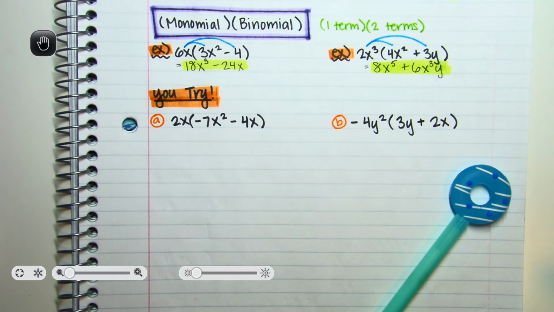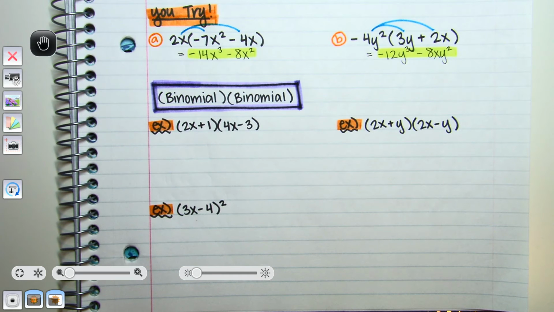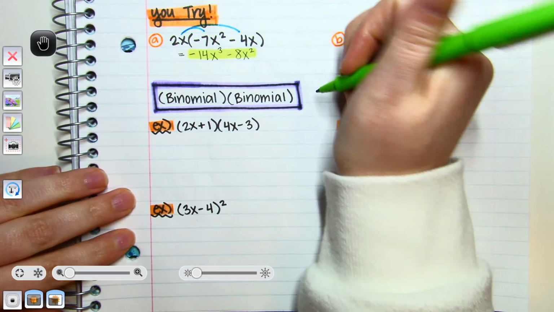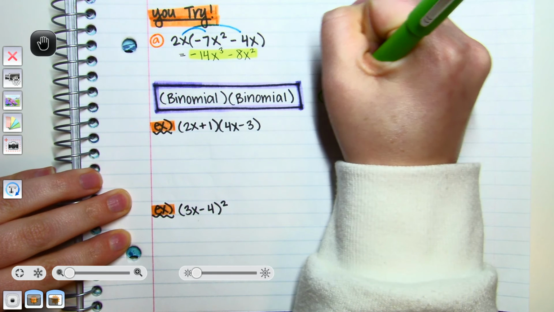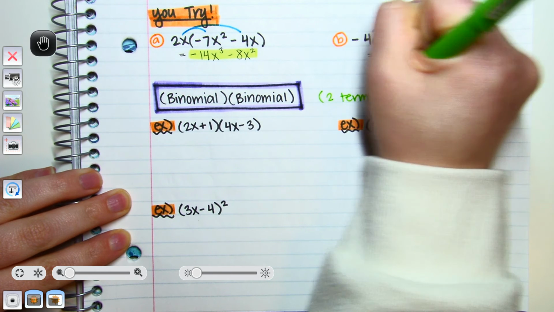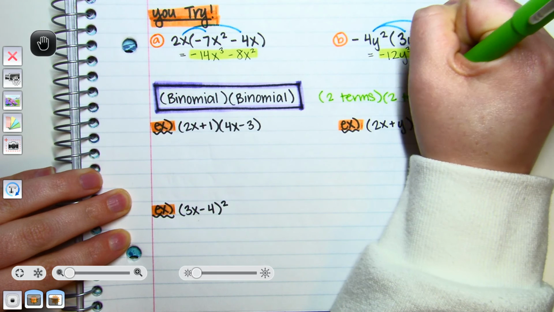Now I want to give you a chance to practice a few of these on your own. So if you'd like to try A and B, go ahead and push pause. And then when you're ready to check your answers, push play. Next up, we're going to do a binomial times another binomial. So in other words, it's going to be 2 terms times 2 terms.